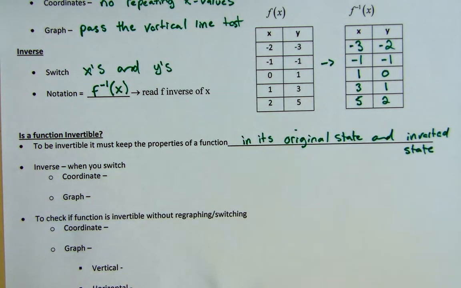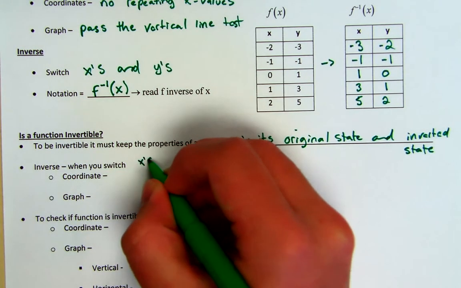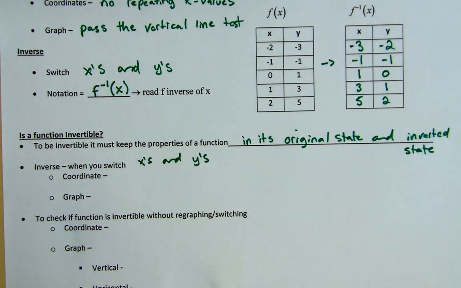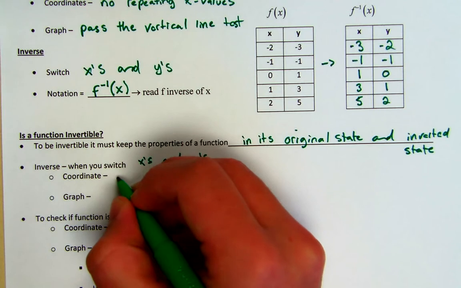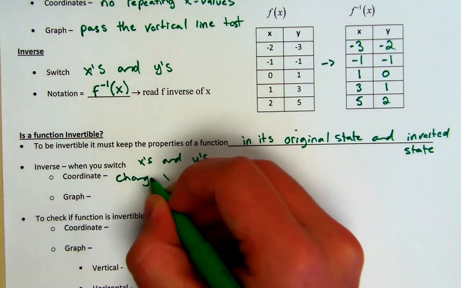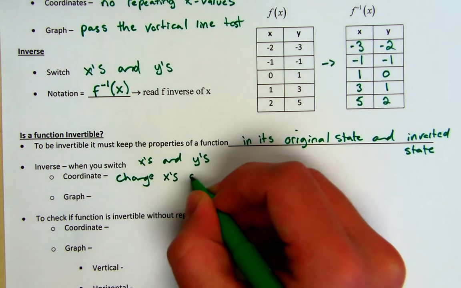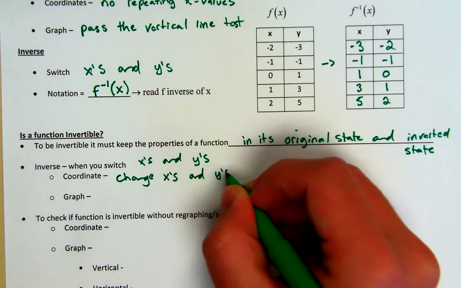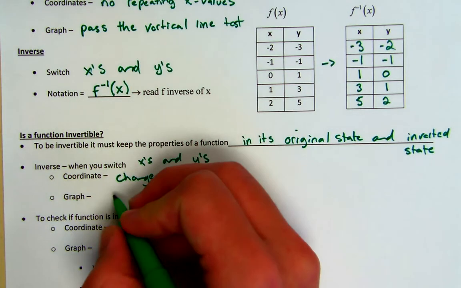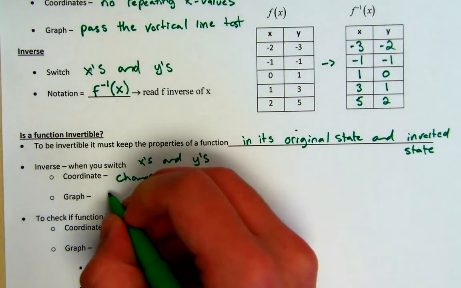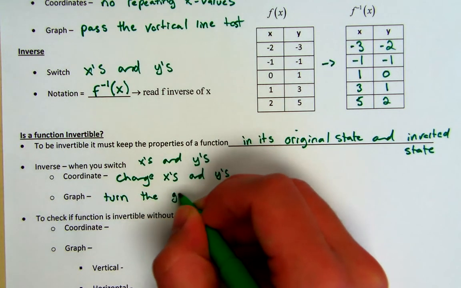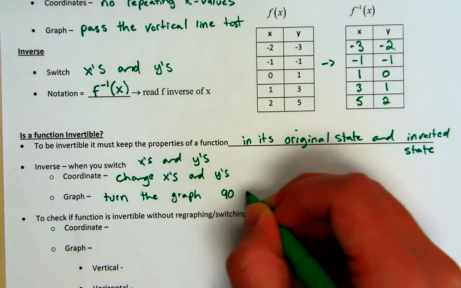So again, an inverse is when we switch the x's and y's. With coordinates, we're simply changing the x's and y's around. If we're looking at a graph, we're actually going to rotate the graph 90 degrees, or turn the graph 90 degrees.